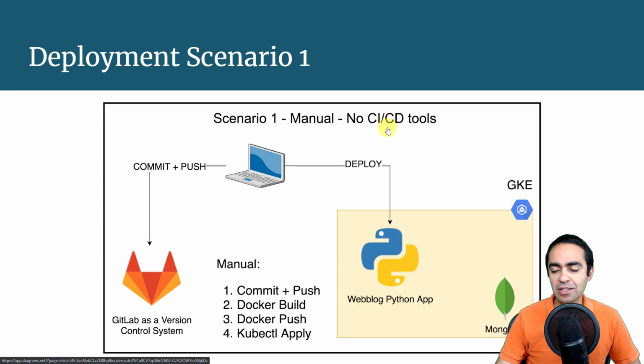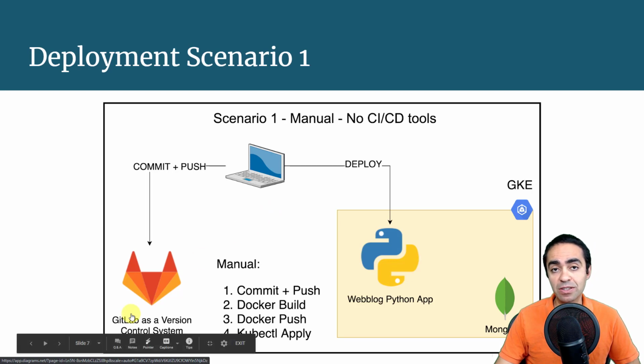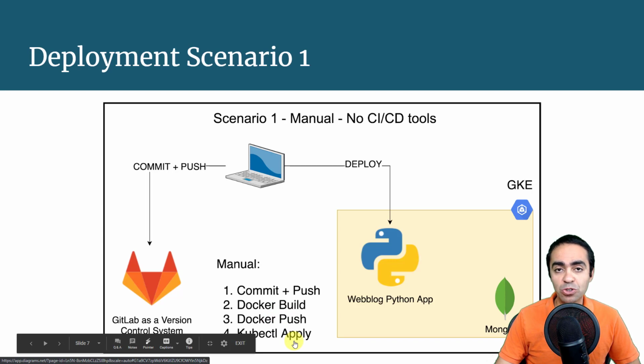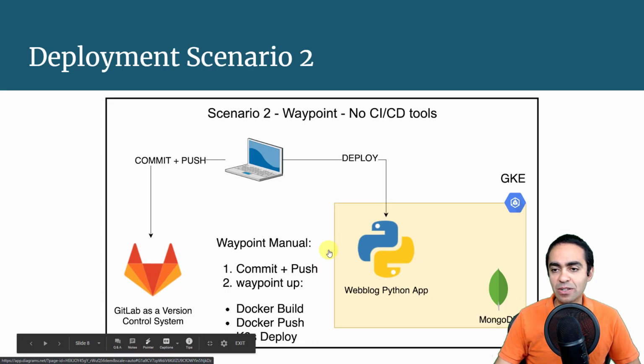And the way it works is that I have my dev machine here. I do a commit and a push into a version control system, in this case GitLab. And the process is commit and push, then run Docker build, then run Docker push, then run kubectl apply to the context of the GKE cluster that I have. That will deploy my Webblog Python app for me. It's, as you can see, a very manual process and it'll take time, and we'll see that in the demo. All right, next deployment scenario.